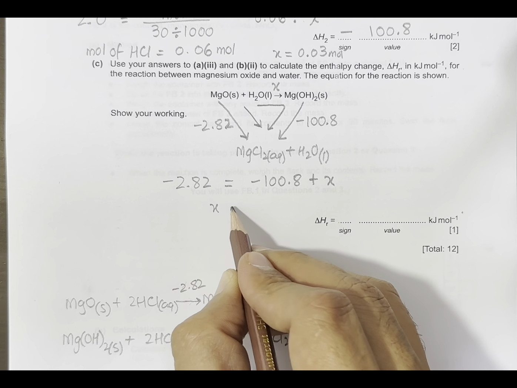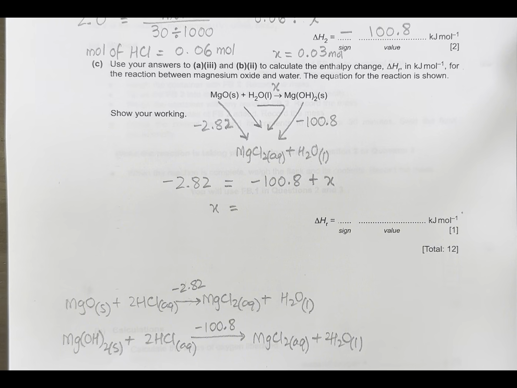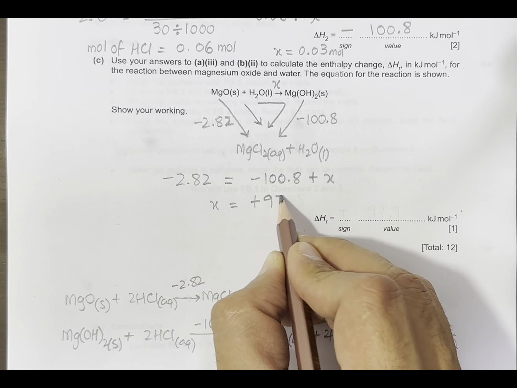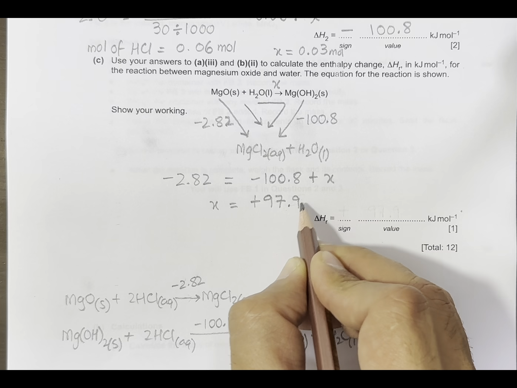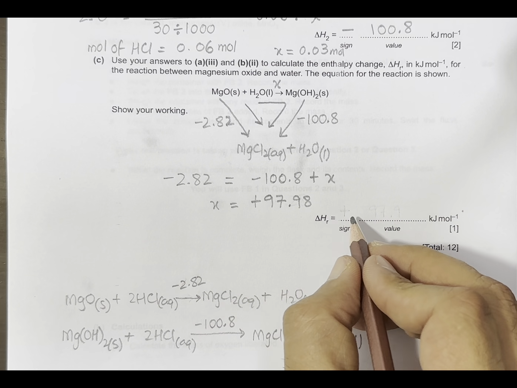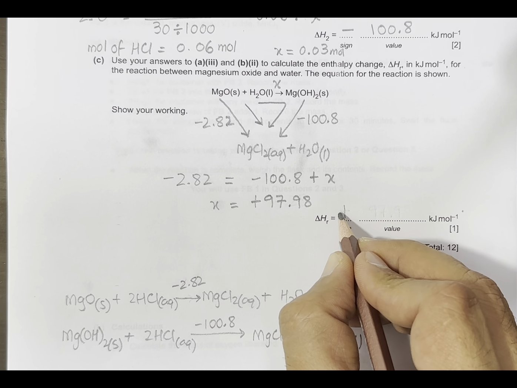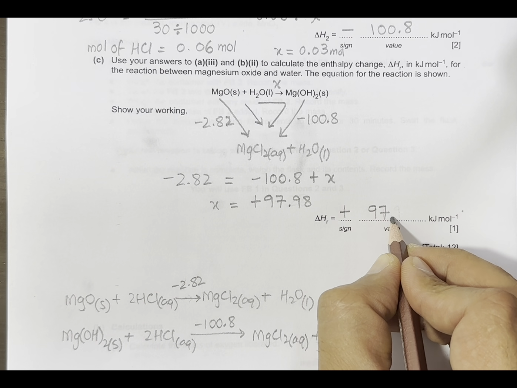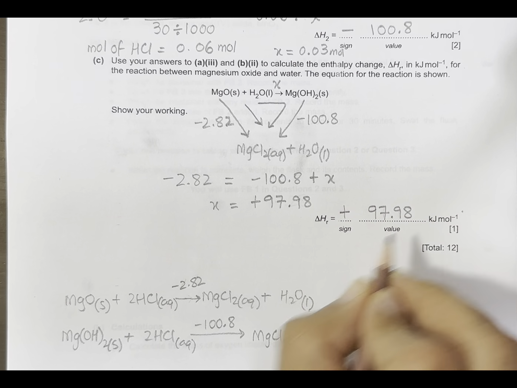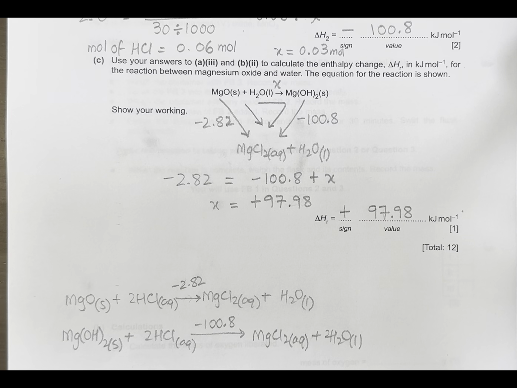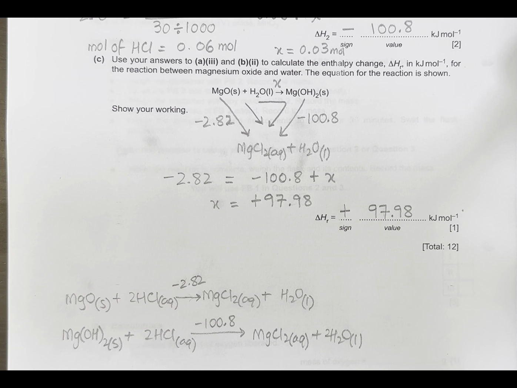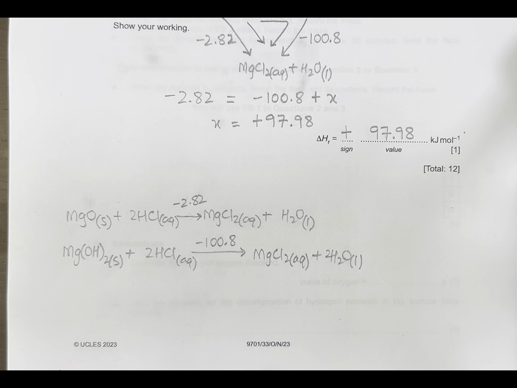So the value of X here will be calculated as plus 97.98. In this calculation we have seen the sign is positive, which means endothermic, and 97.98 kilojoules per mole is the value. So here we come to an end of the 12-mark enthalpy change question using Hess's law from October-November 23 variant 3.3.